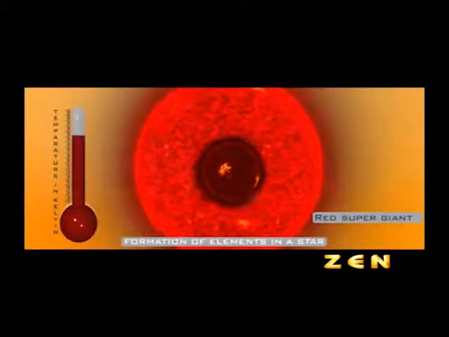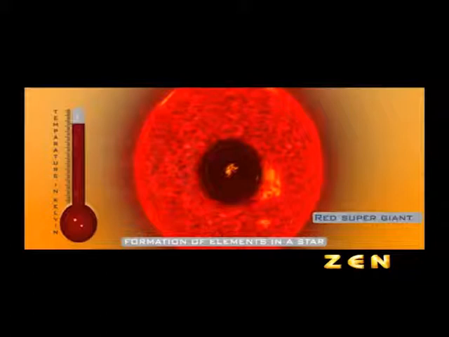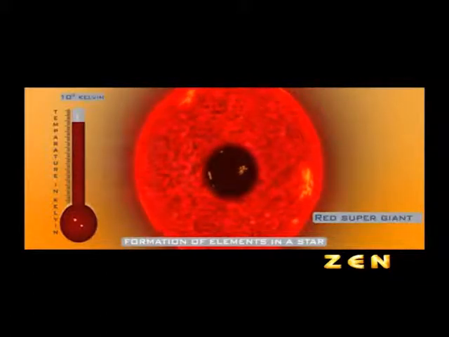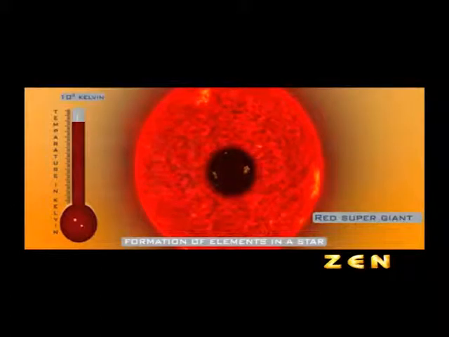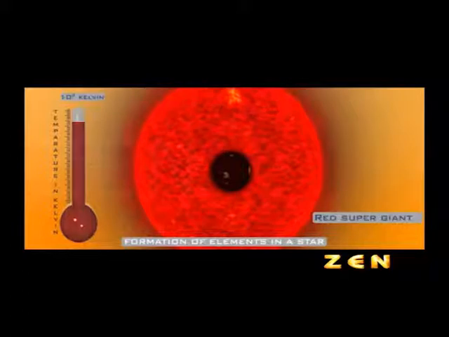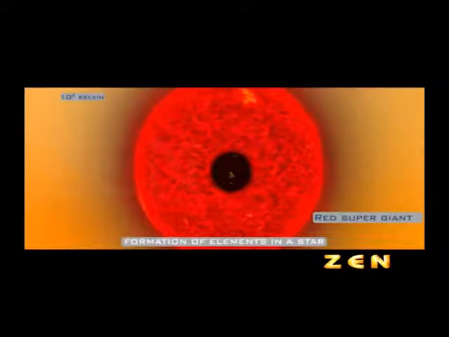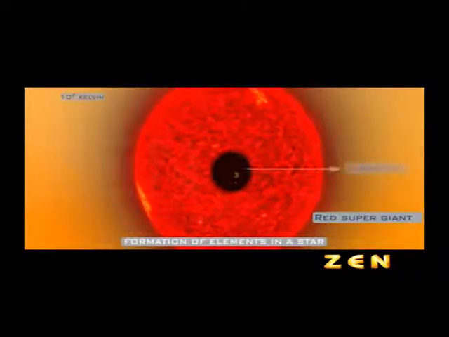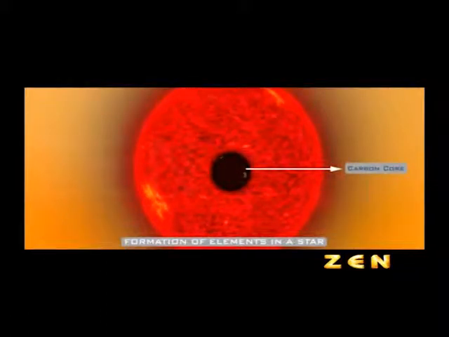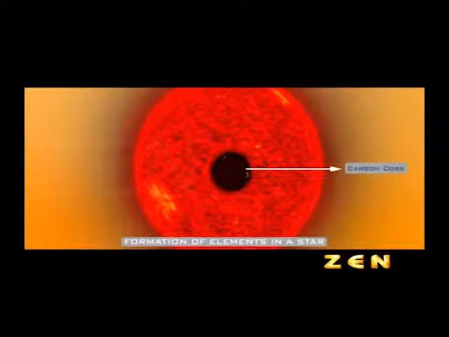The star's envelope expands while its core contracts, resulting in a very high temperature of about 10^8 Kelvin, resulting in the fusion of helium to form carbon. Once the fusion is complete, the core cannot contract further.